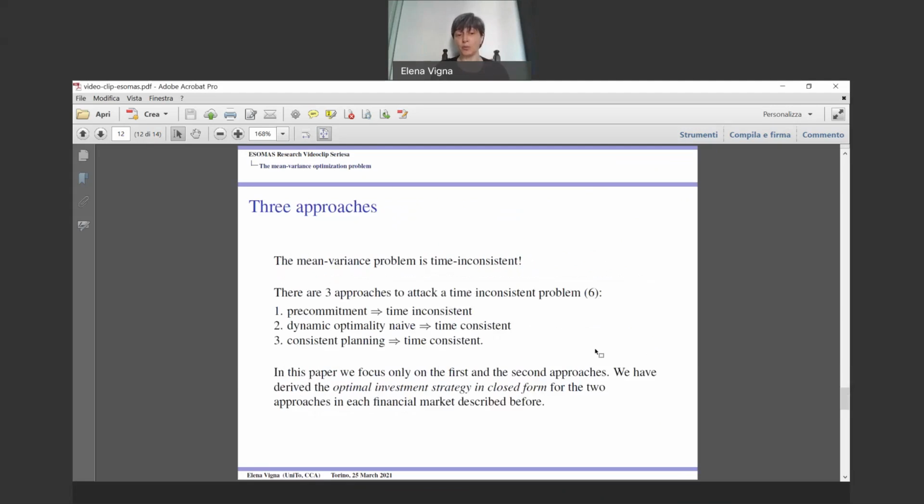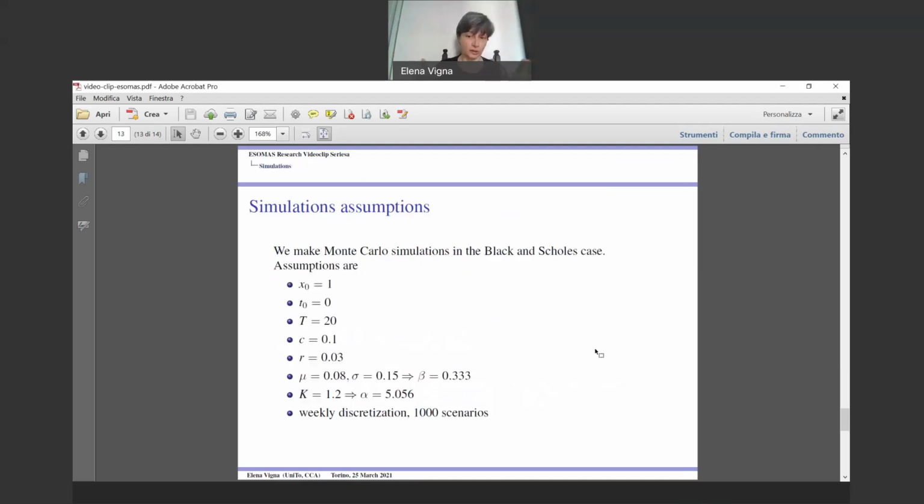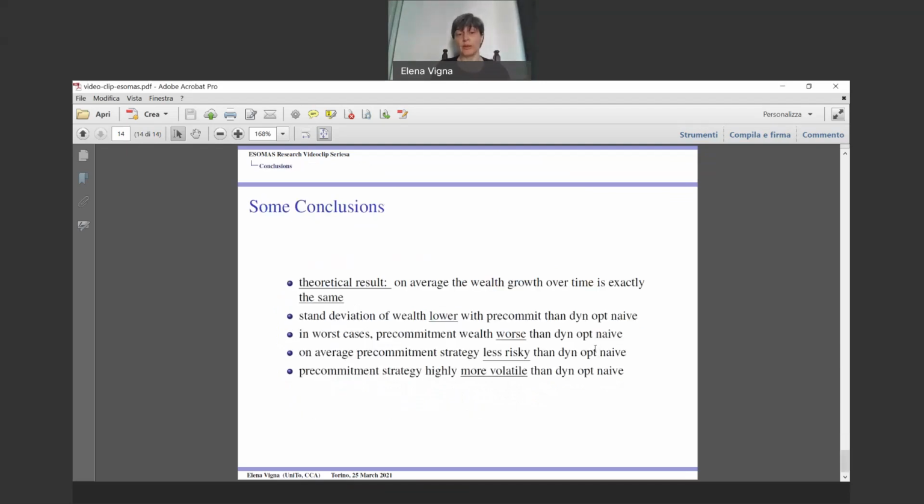In this paper, we focus only on the first and the second approach, and we want to compare pre-commitment and dynamic optimality naive. And in all of these financial markets, we find the optimal investment strategy in closed form, and then we do some simulation in the Black-Scholes financial market. These are the assumptions on the simulation. And we find some conclusions. As a theoretical result, we prove that on average, the wealth growth over time is exactly the same.